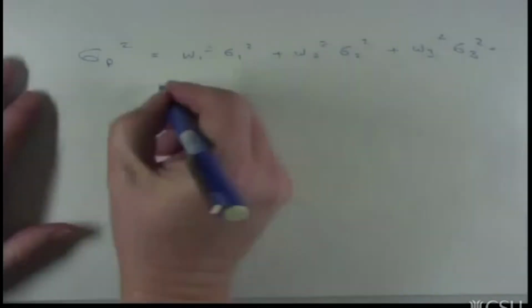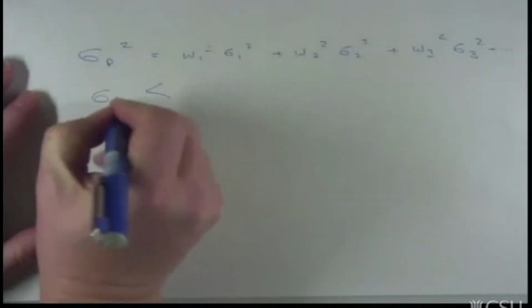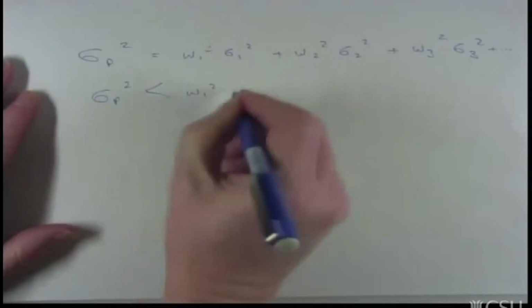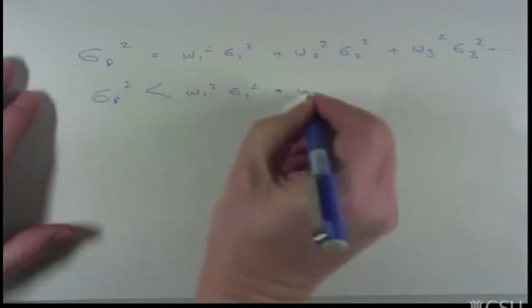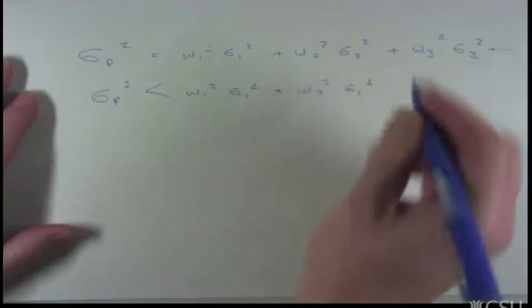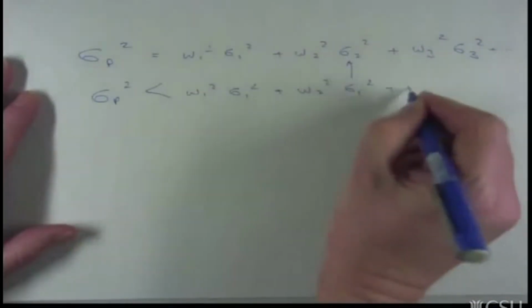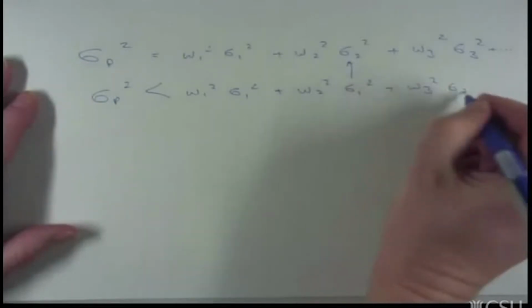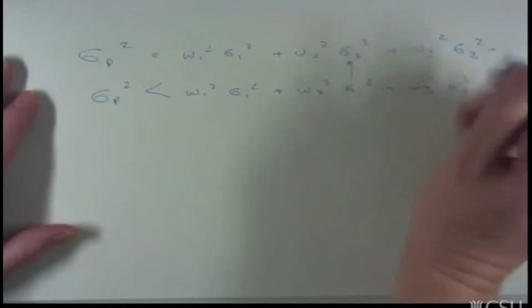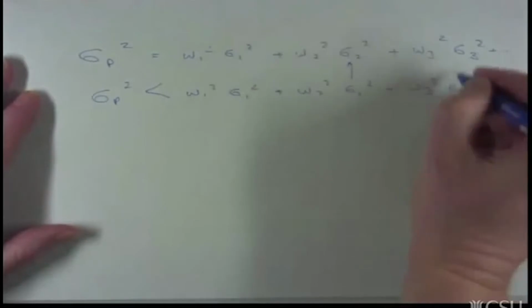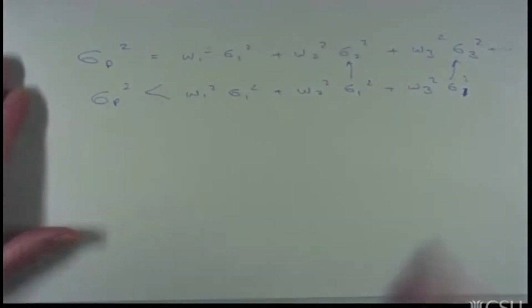Well, then we know that this is going to be less than weight 1 squared times sigma 1 squared plus weight 2 squared times sigma 1 squared, because this is bigger than that, plus weight 3 squared times sigma 1 squared, because that's going to be bigger than that, and all these other ones.